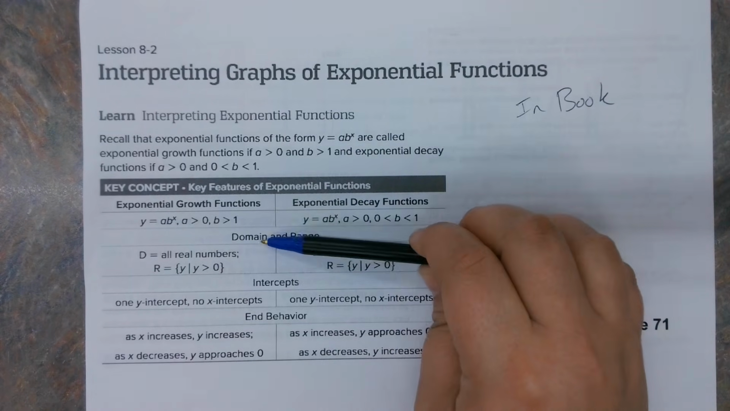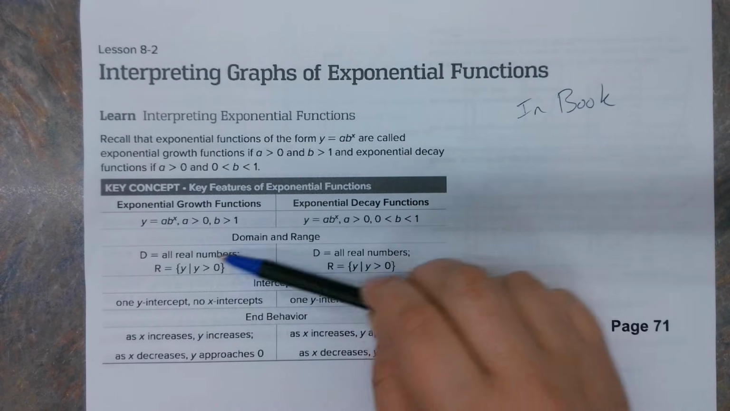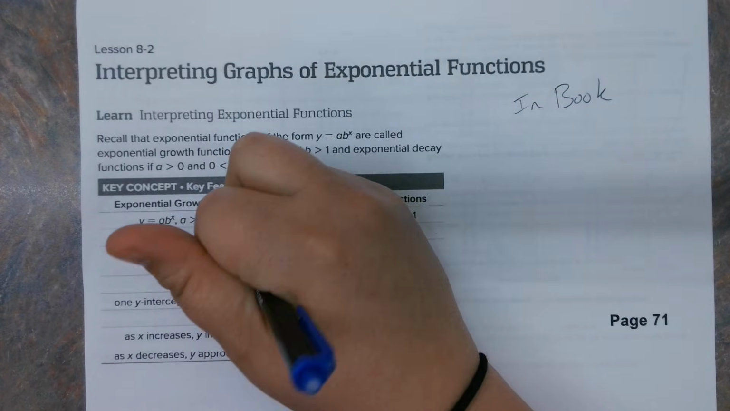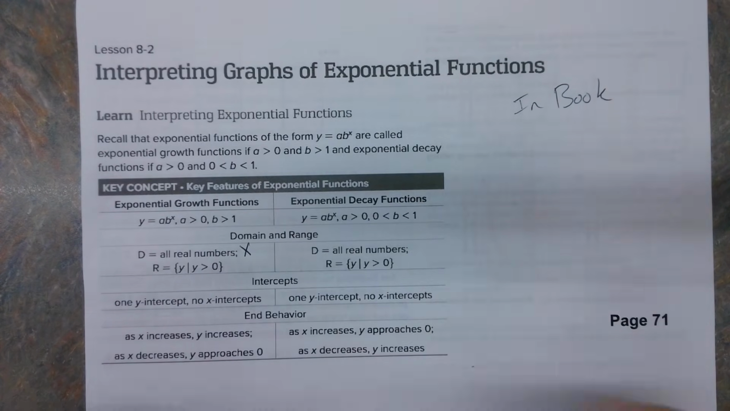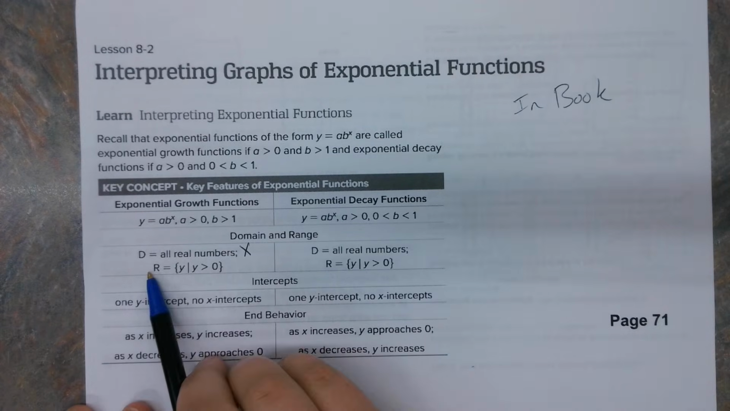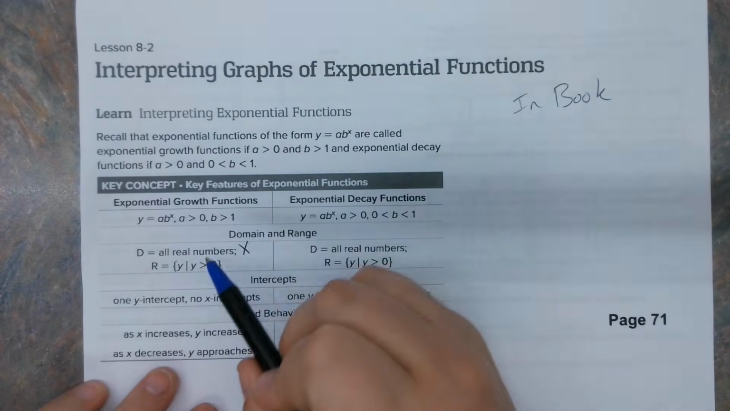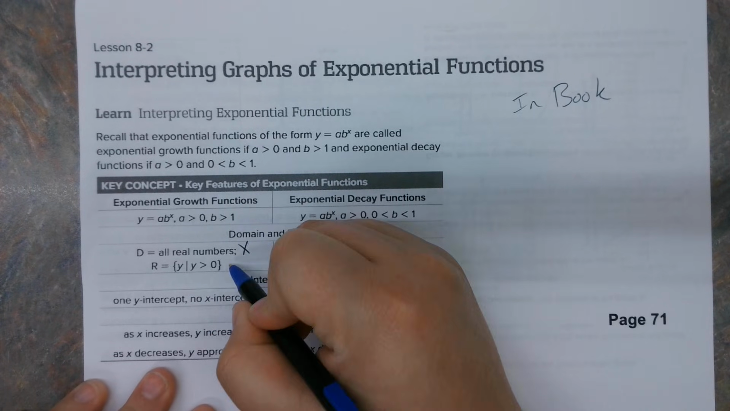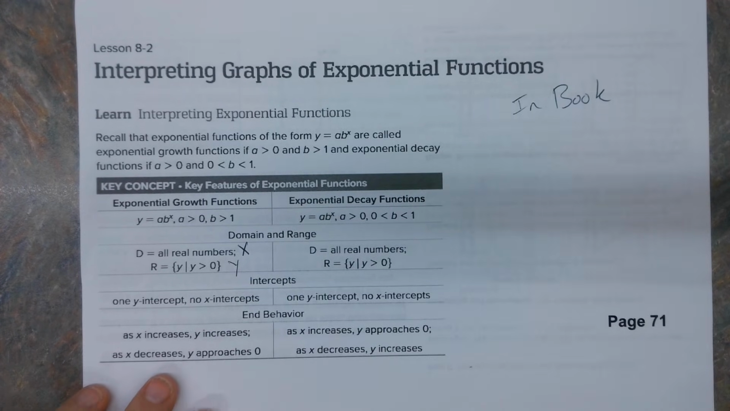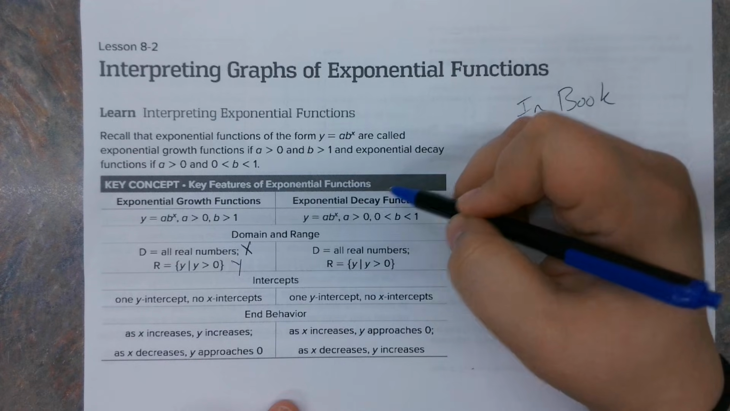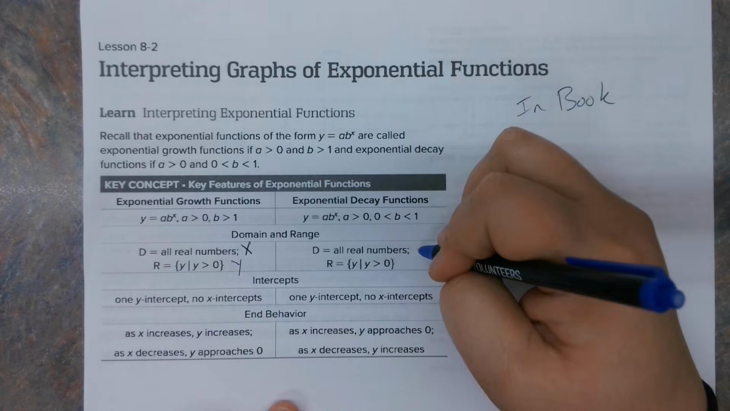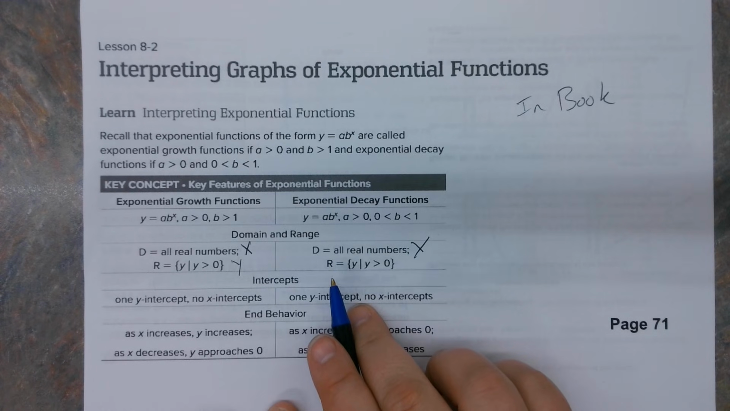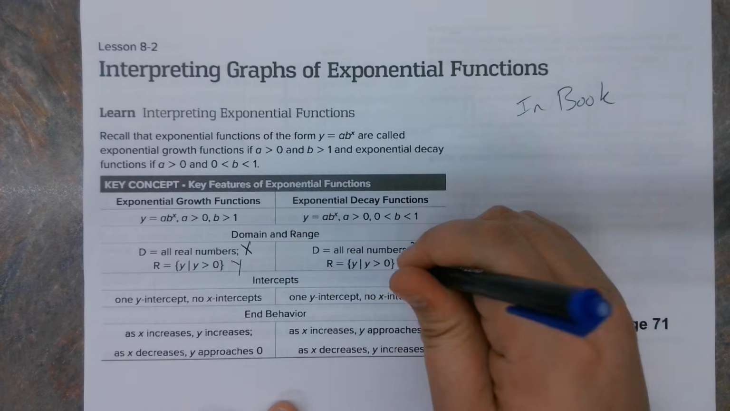With growth functions, the domain and range, okay? The domain is all real numbers. Domain is that x value, so my left, right. Range is my up, down value. My range, y, is going to be all numbers greater than 0. So range is my y, okay? In exponential decay functions, my domain, my x, is also going to be all real numbers, and my y is going to be everything greater than 0.